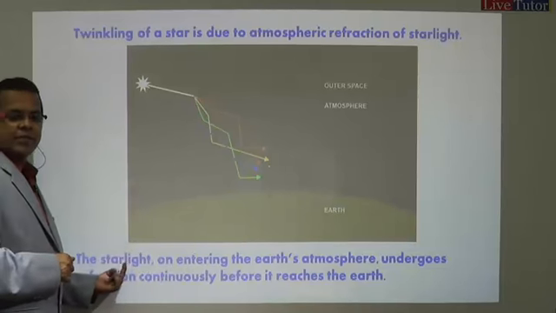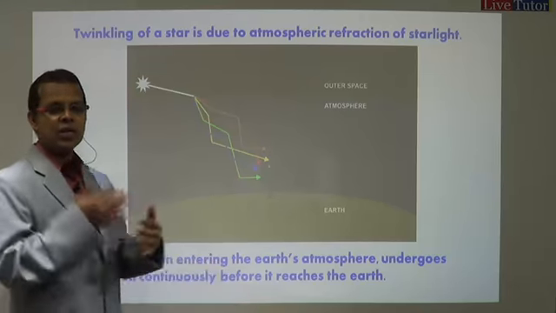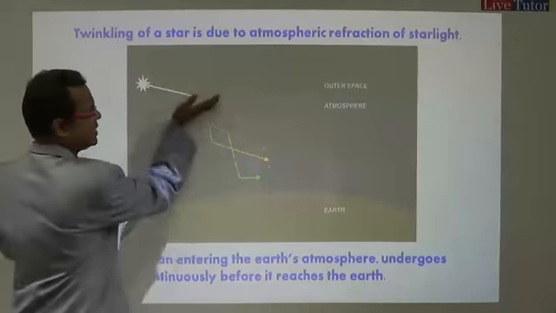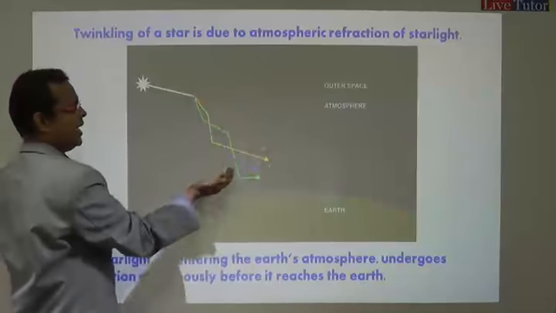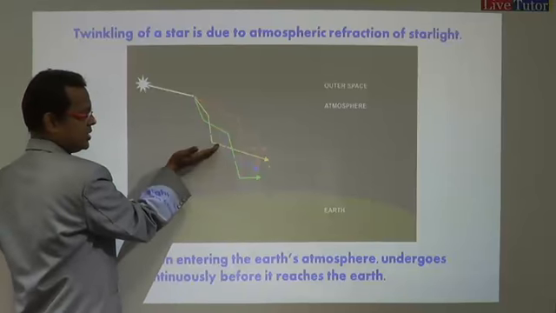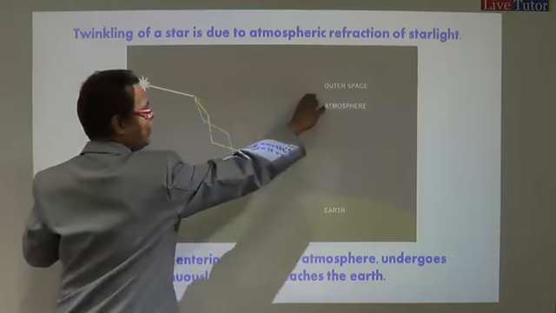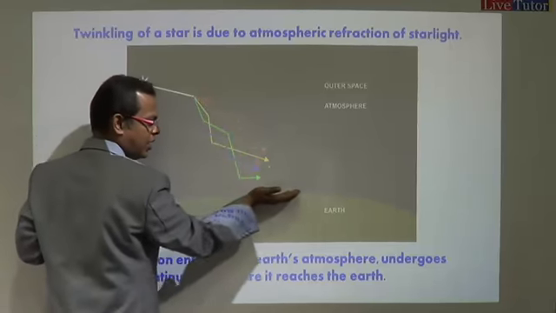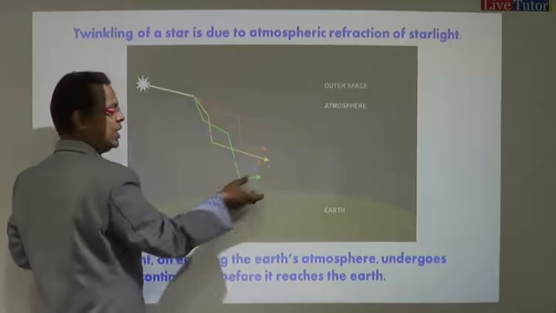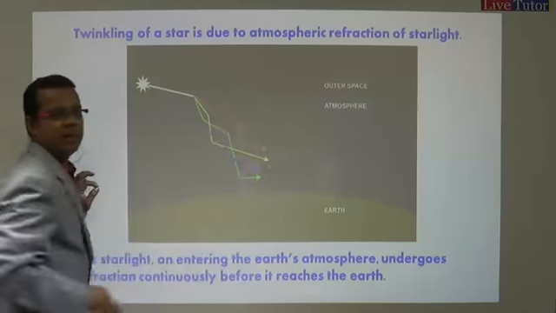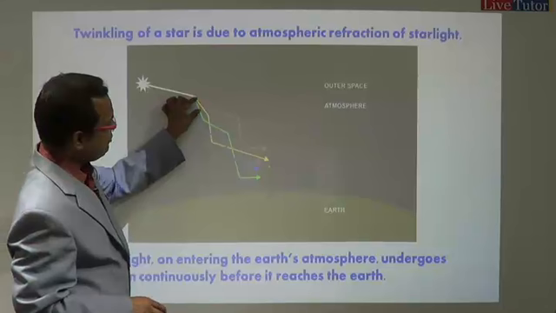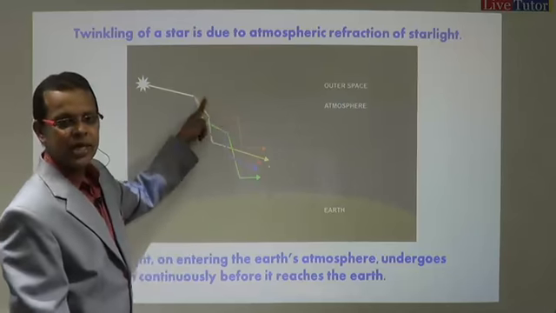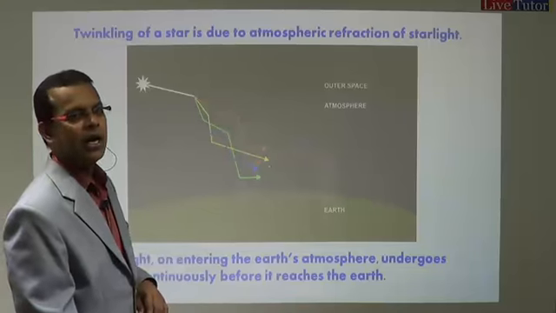Now, the starlight which is entering the earth's atmosphere is undergoing refraction continuously before it reaches the earth. Why is it continuously refracted? Because, as we have already discussed, throughout the daytime or nighttime, the air is heated at different levels. The outermost layer will be very hot, and also the layer which is very close to a rough surface, like a rocky surface or sandy surface, will be very hot. So other parts will be of different temperature. Due to this difference in temperature, each layer will refract the starlight in a different way. Okay. So that is why they will keep on changing the direction, right? Denser to rarer, rarer to denser, like this it will keep on changing the direction.